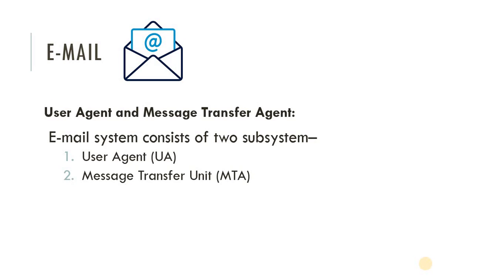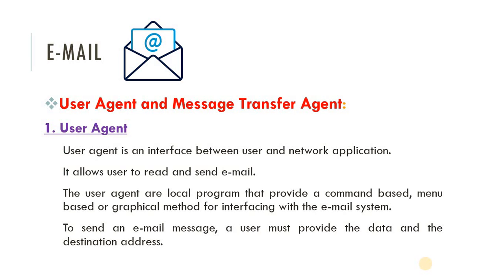Now next is the user agent and message transfer agents. The email system consists of two subsystems. First is the user agent, second is the message transfer agent. So let's start with the user agent. A user agent is an interface between a user and the network application.